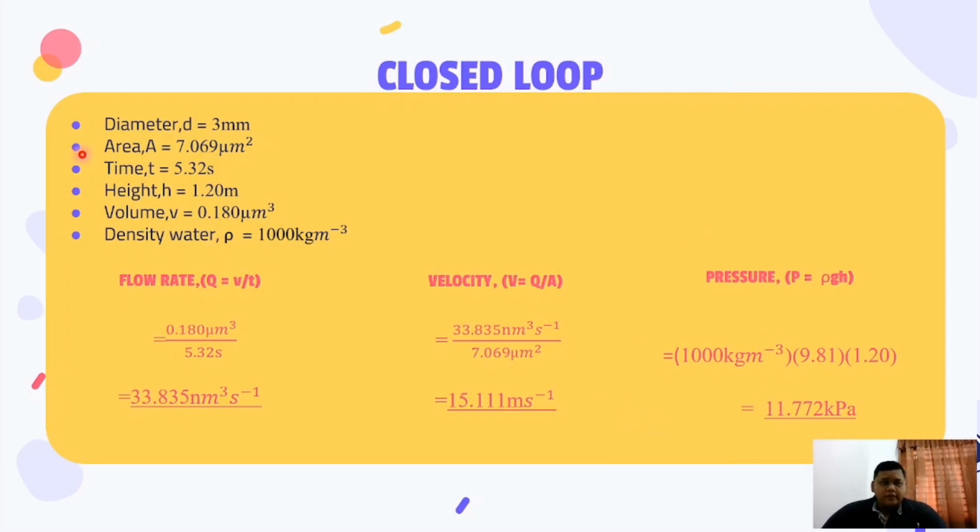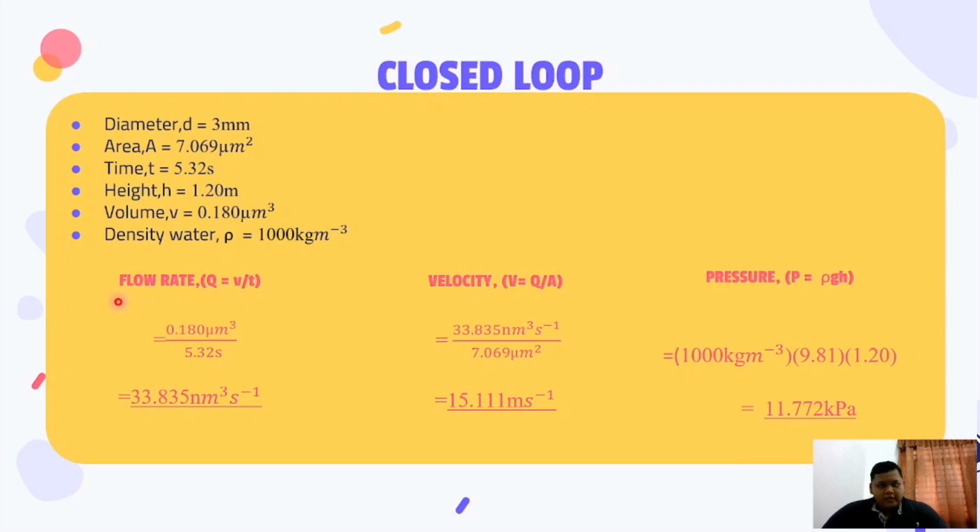For the closed loop, we use a diameter equal to 3 mm. Area that we use is 7.069 micrometer cube. Time taken for this closed loop is 5.32 seconds. Height that we get for the closed loop is 1.20 meter. Volume that we get is 0.180 micrometer cube. Density that we use is same like the others, is 1000 kilometer cube.